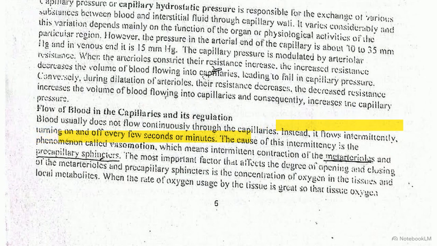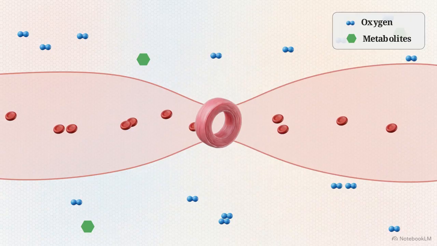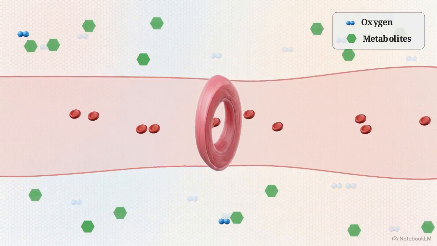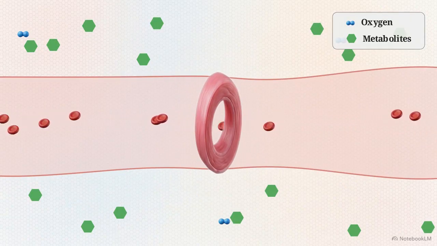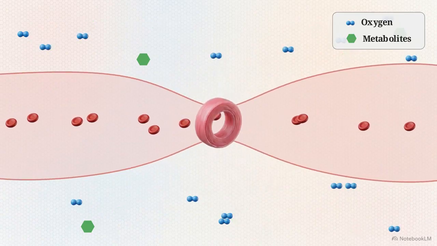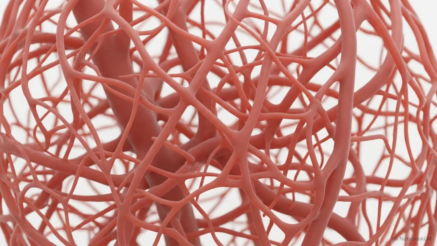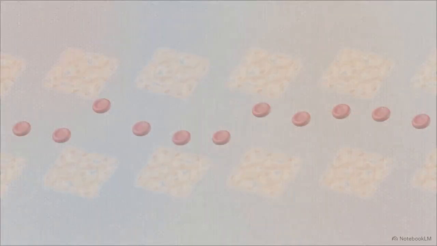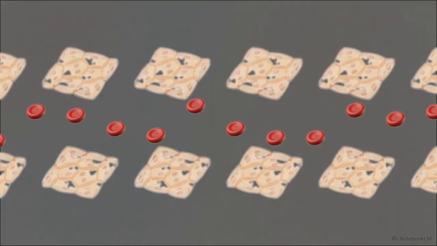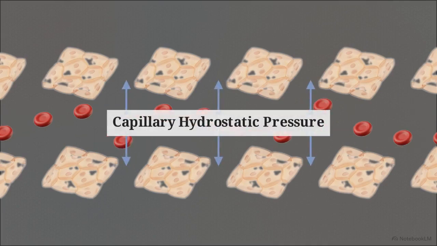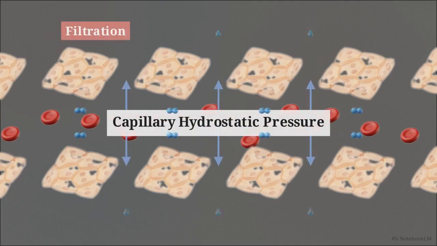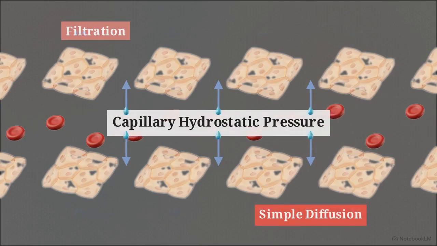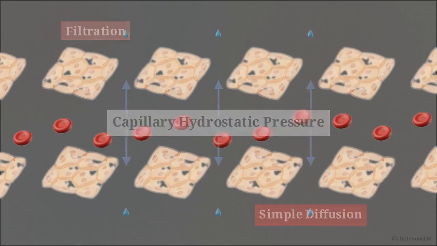This is called vasomotion. The precapillary sphincters open and close based on local tissue conditions, primarily the concentration of oxygen and local metabolites. So the microcirculation is a highly regulated dynamic network. But once those precapillary sphincters open and blood enters the actual capillaries, we have to look at the physical forces that control how fluids and gases cross the vessel walls.